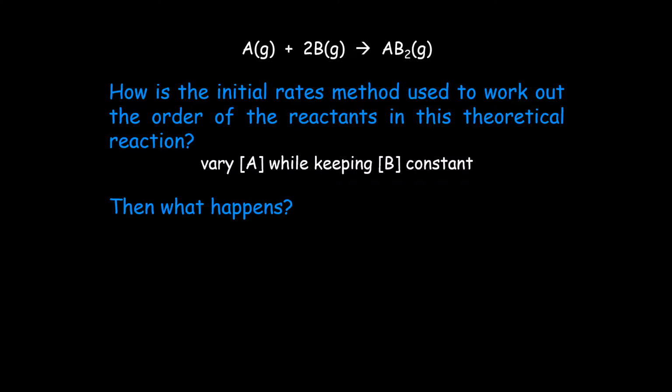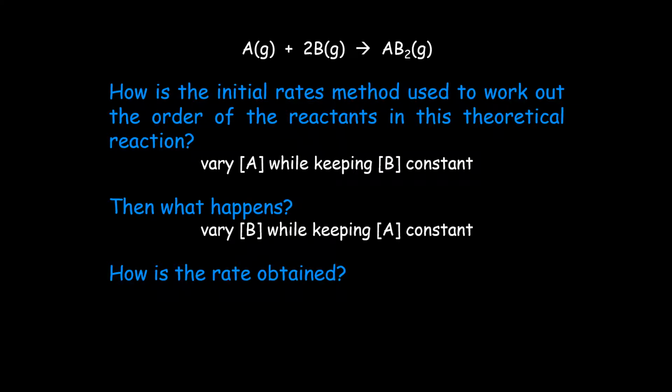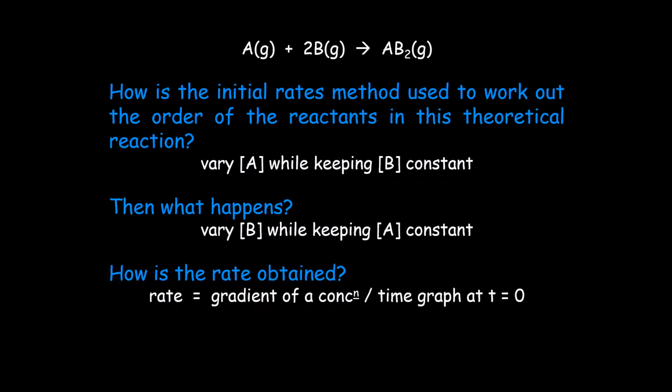Vary the concentration of A while keeping the concentration of B constant. Then we're going to vary the concentration of B while keeping the concentration of A constant. Rate equals the gradient of a concentration-time graph at time equals 0.